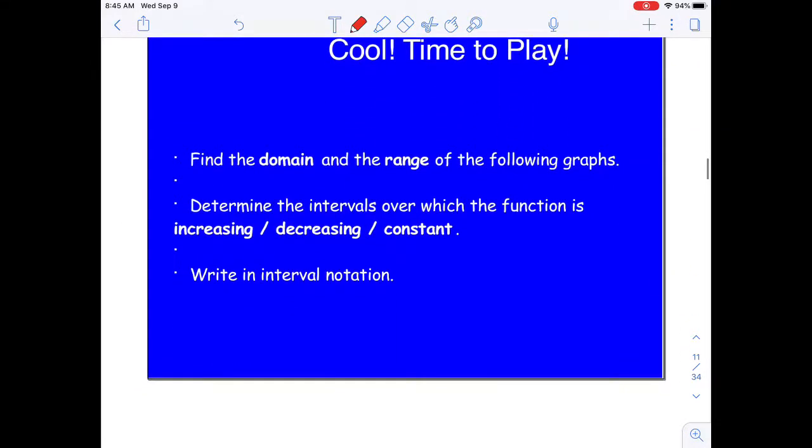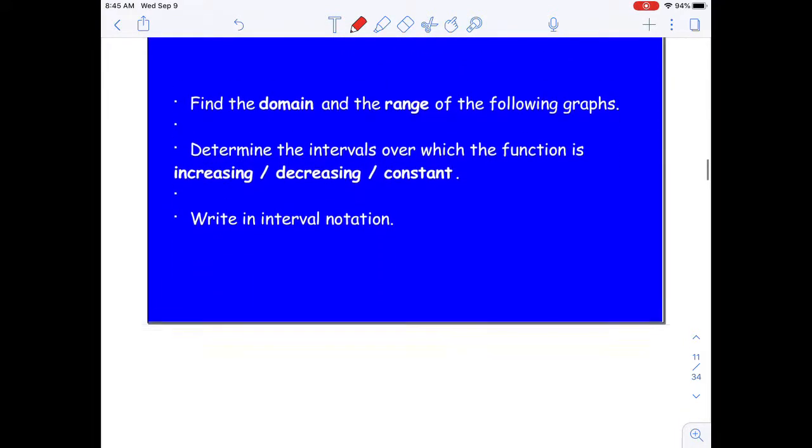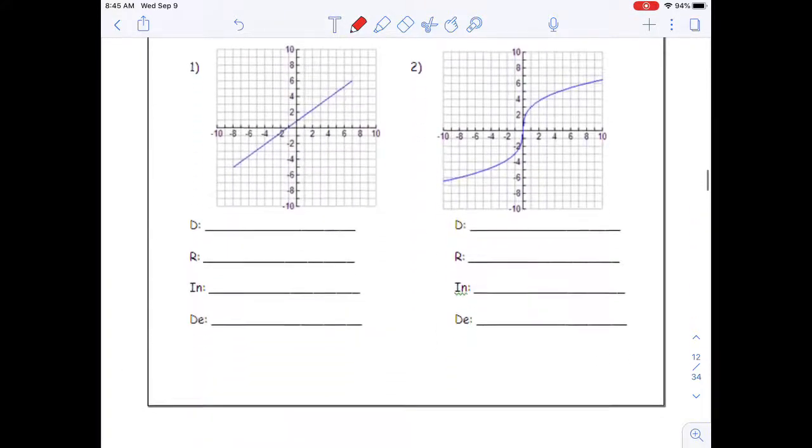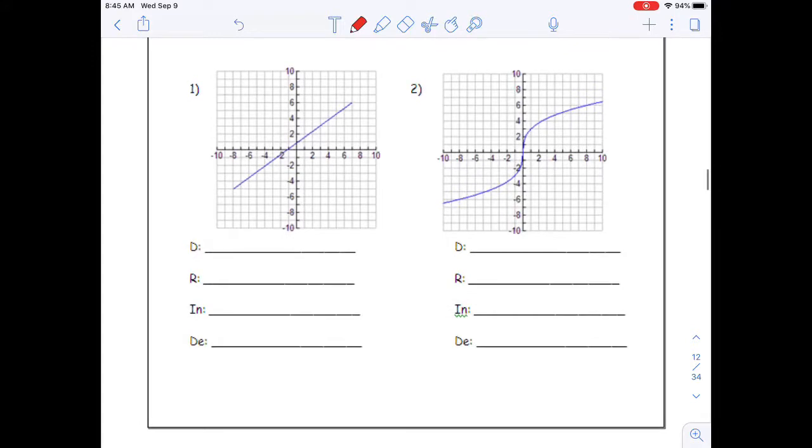So in the next problems, we're going to find the domain and range of the following graphs, determine intervals in which the function is increasing, decreasing, or constant, and then write that in interval notation. So in the first graph here, we see that the domain, and actually there should be arrows on the end of this, would be from negative infinity to infinity. The range would be from negative infinity to infinity. It is increasing from negative infinity to infinity, and it's not decreasing at all.